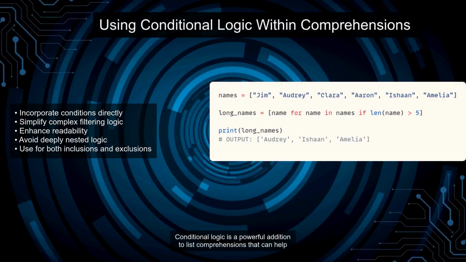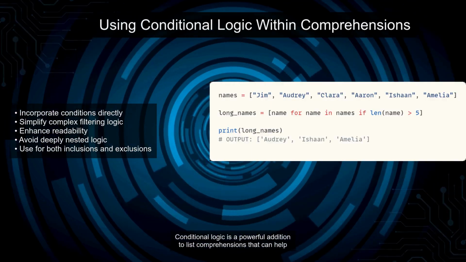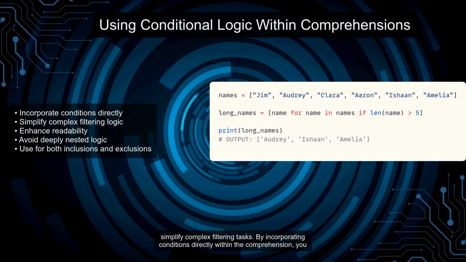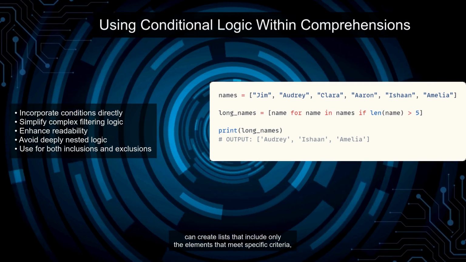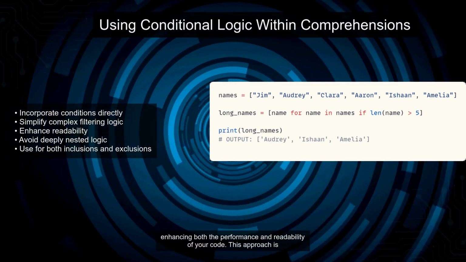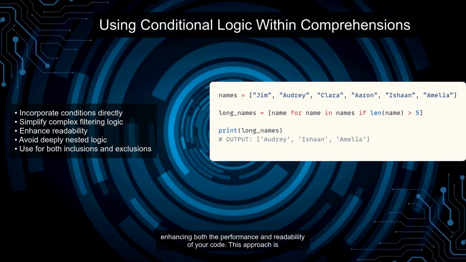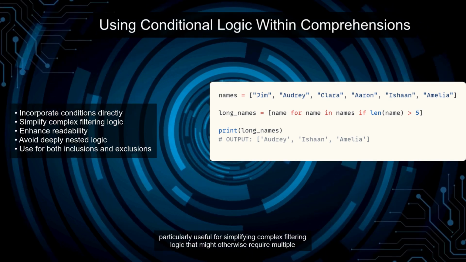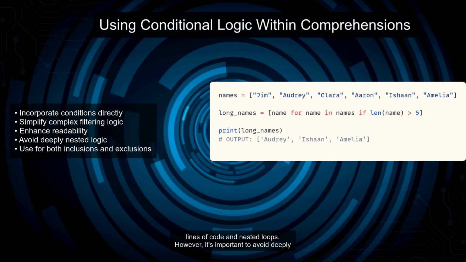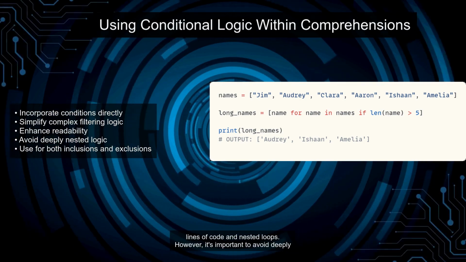Conditional logic is a powerful addition to list comprehensions that can help simplify complex filtering tasks. By incorporating conditions directly within the comprehension, you can create lists that include only the elements that meet specific criteria, enhancing both the performance and readability of your code. This approach is particularly useful for simplifying complex filtering logic that might otherwise require multiple lines of code and nested loops.